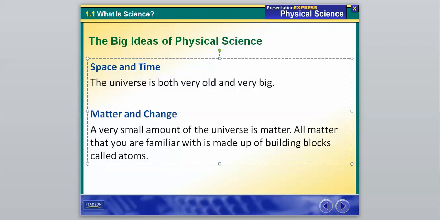Our next one, another important big idea, is that a very small amount of the universe is matter, and all matter that you are familiar with is made up of building blocks called atoms. So this is going to be one of our first chapters that we get into, studying what an atom is, its structure and makeup, and all the ins and outs of the atom. So be prepared for that coming up here in our next chapter.